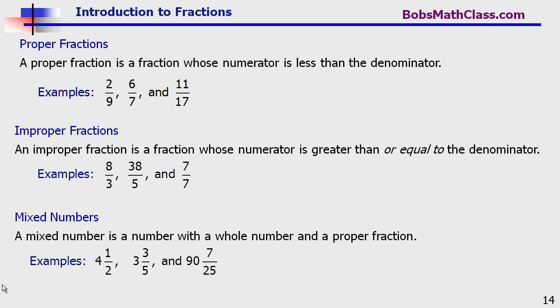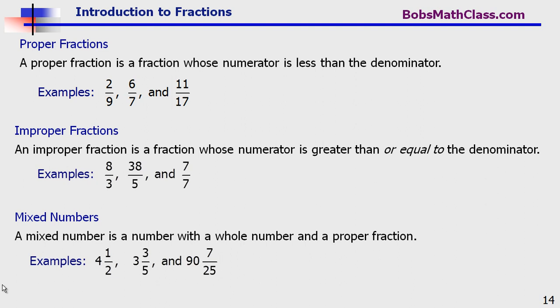Okay, mixed numbers. A mixed number is a number with a whole number and a proper fraction. So the first one would be read as 4 and 1/2. You say "and" because it's an addition. It really means 4 plus a half. Then 3 3/5, and 90 7/25. So these are all mixed numbers.